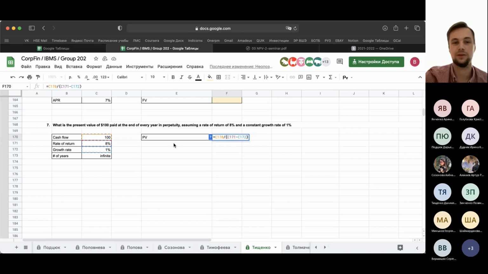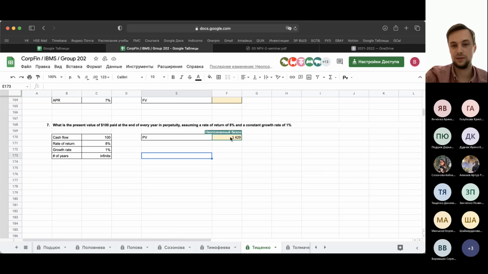For example, if we're assuming that we will gain $100 every year, and this amount will grow by 1% every year. So this year we gain $100, the next year we gain $101, and so on. Given that the rate of return on the market is 8%, we can calculate the present value of our future cash flows using this very simple formula. So cash flow divided by rate of return minus growth.